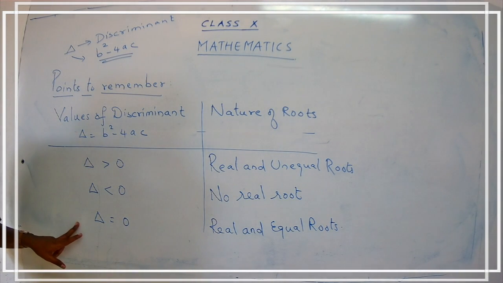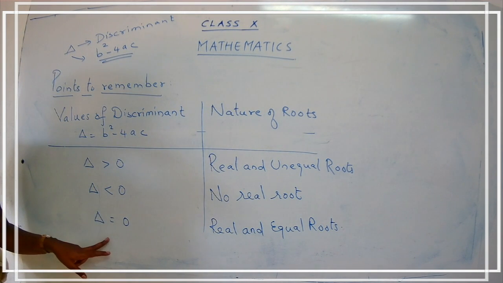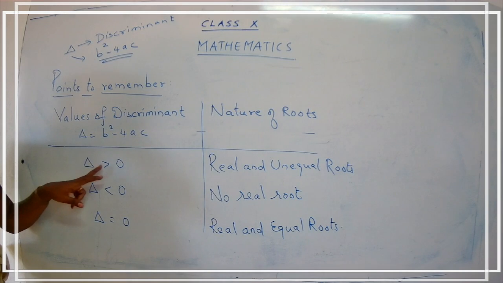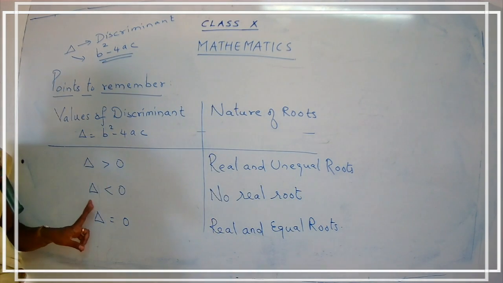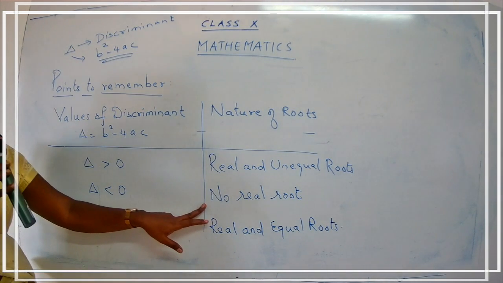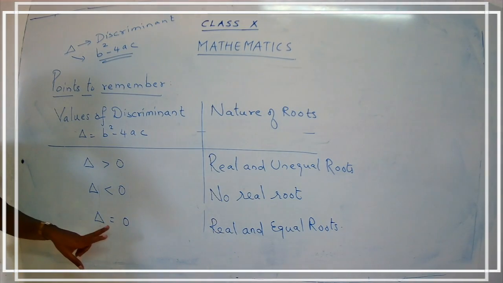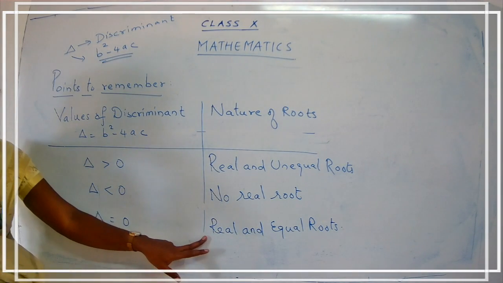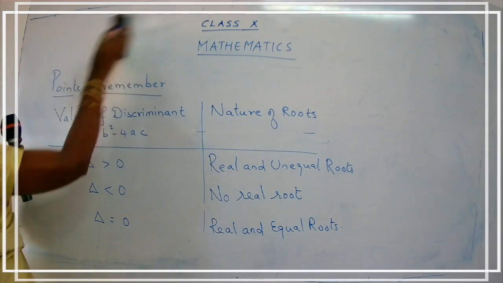What are the three conditions we are going to follow? One is positive, one is negative, and one is 0. If delta is positive, you have real and unequal roots. If delta is less than 0, then the nature is no real roots. And if delta is equal to 0, you have real and equal roots. So just remember these points. I hope you have taken the tables. Good. Now let's continue with exercise 3.13.